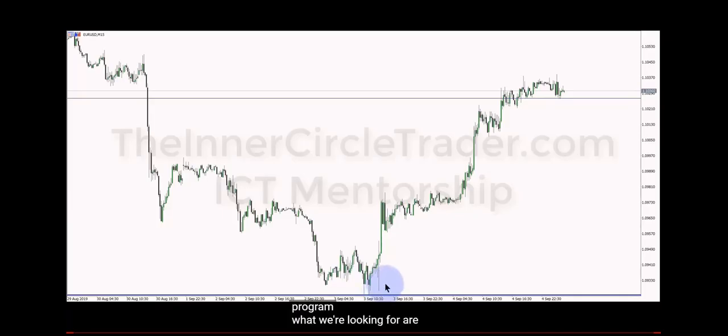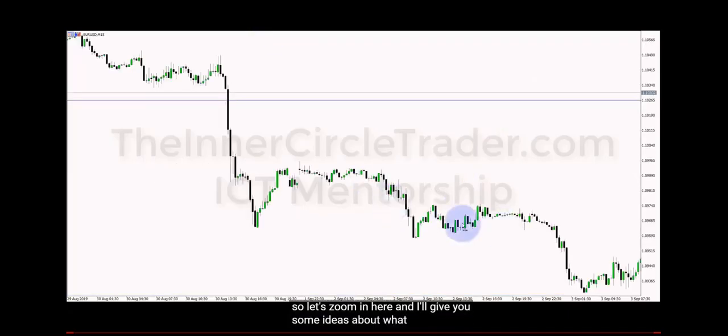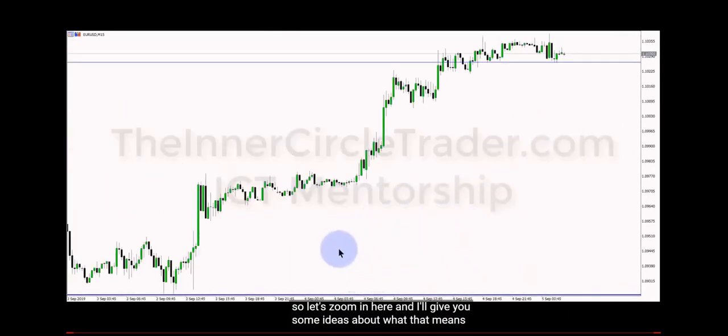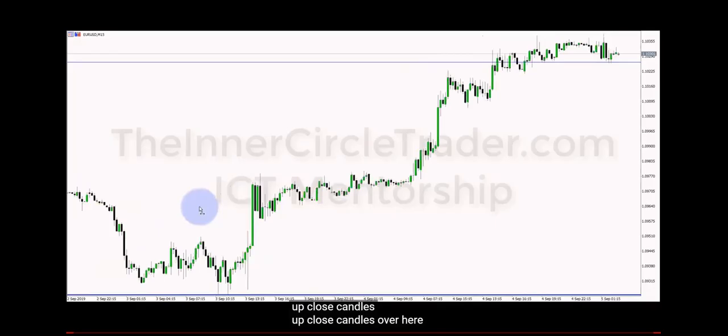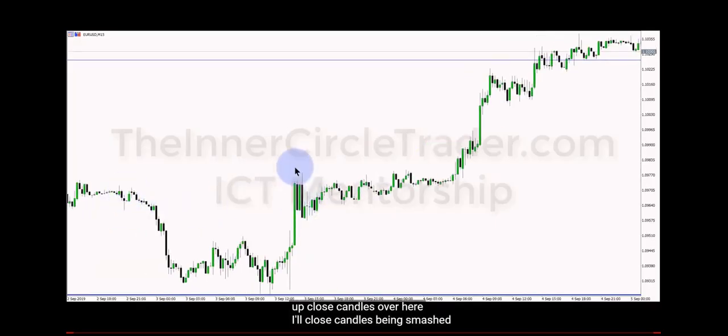what we're looking for are up close candles to be broken because they would otherwise be bearish order blocks, and we want to see down close candles find support. So let's zoom in here and I'll give you some ideas about what that means. So we have a smart money reversal here, and then from that point on we want to see up close candles over here, up close candles being smashed through.